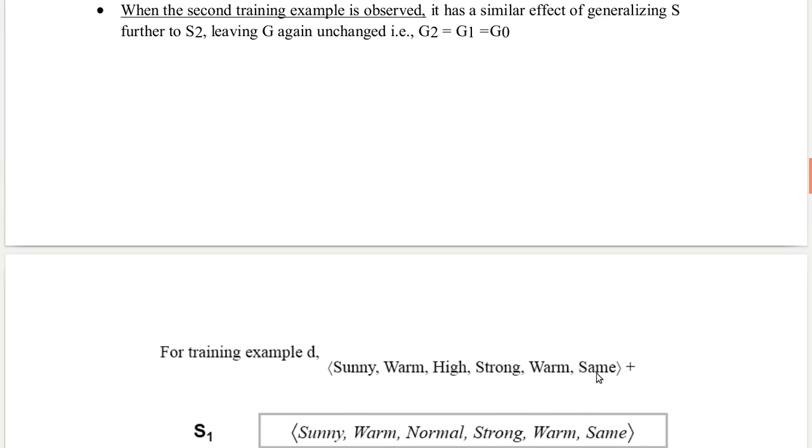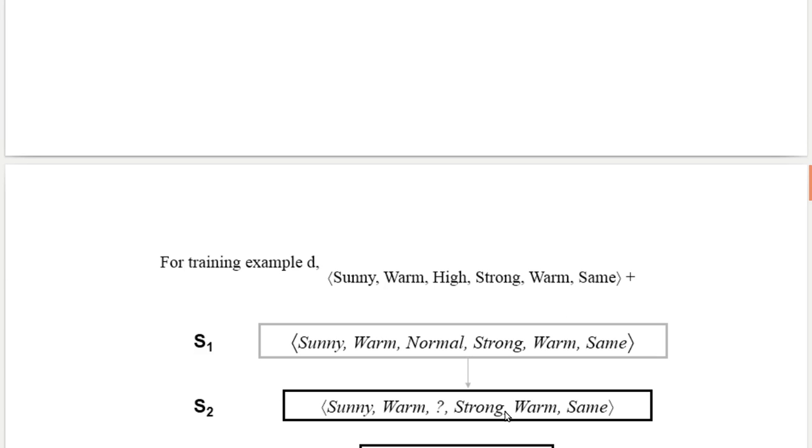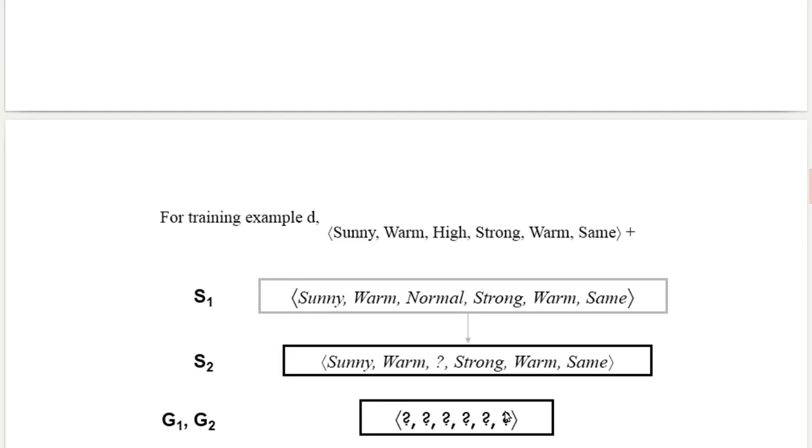Now compare each attribute value. Whenever there is any difference, in that place we will just put the question mark. So sunny first is same, warm second is same, third is normal in S1 and high in the training example, so we put the question mark in the S2, and then all remaining attributes are same. So my S2 is sunny, warm, question mark, strong, warm and same. So what is my G2? Since no refinement can be made for the G2, it is same as that of G0 and G1, that is all question marks.